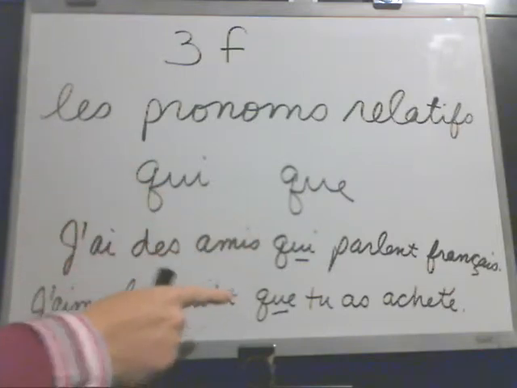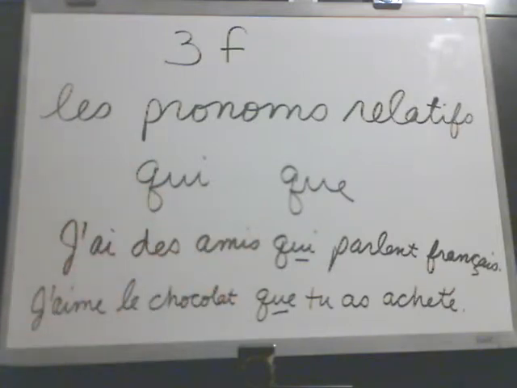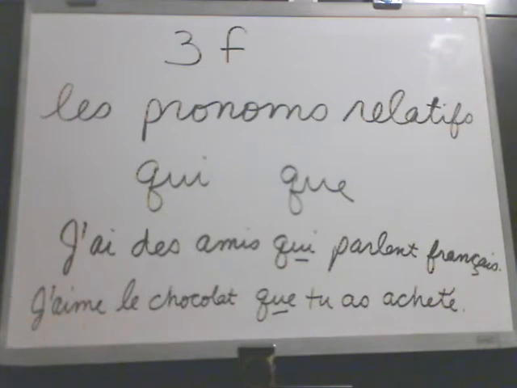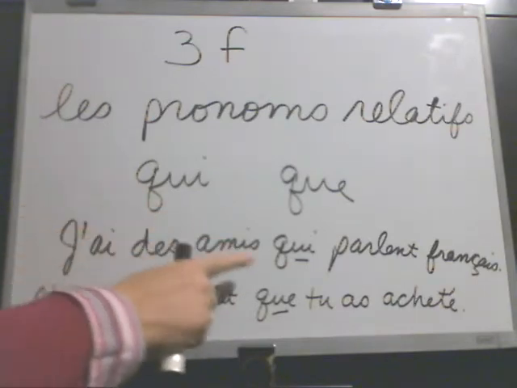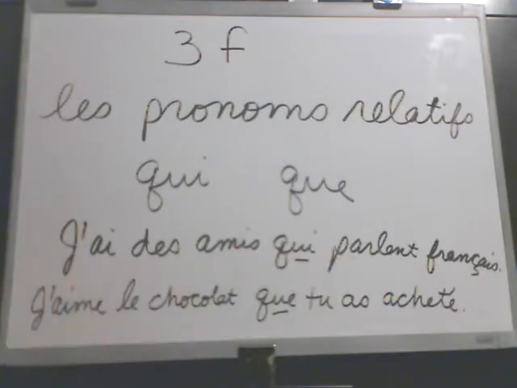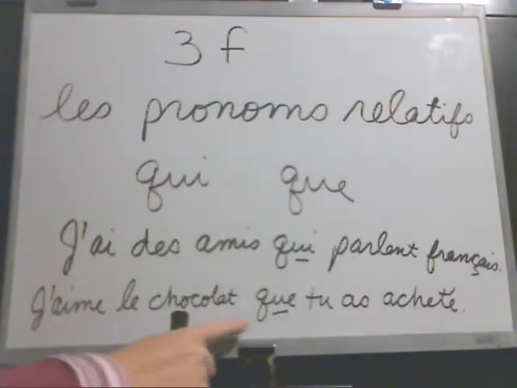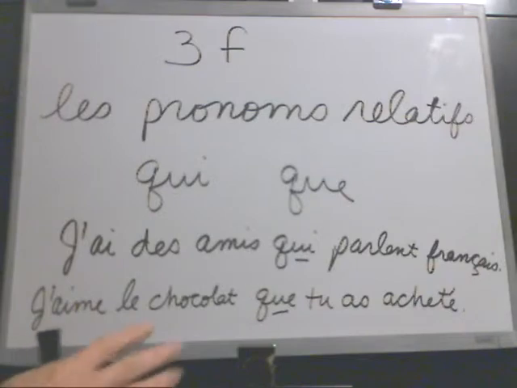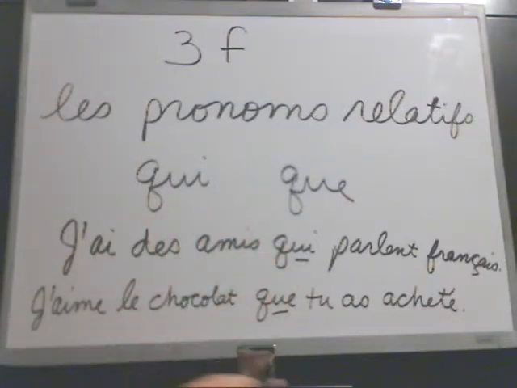Qui and que in these sentences are functioning as relative pronouns. They're linking two different sentences together, and they're functioning grammatically: qui as the subject of the second sentence, and que as the object of the second sentence. That might sound confusing, but really it's very simple when you look at what's happening in the sentence, especially in the second part of the sentence.